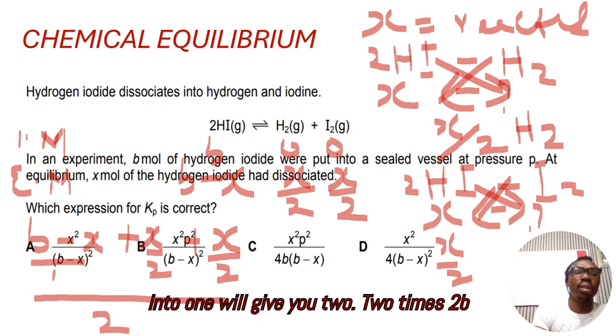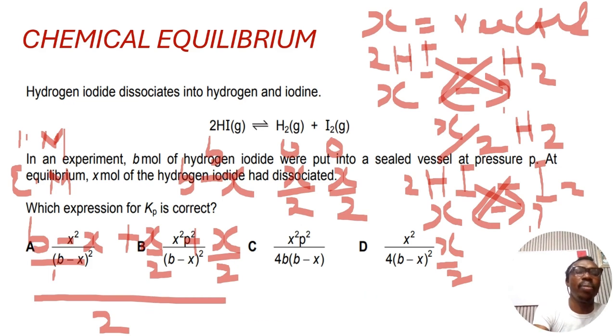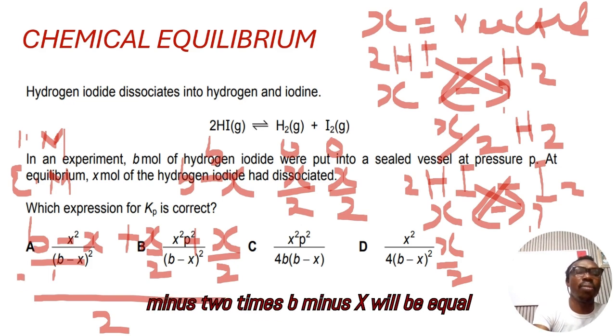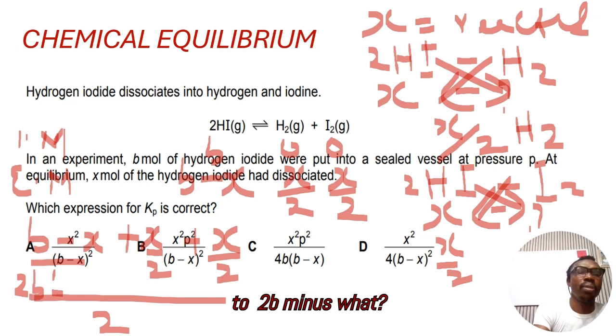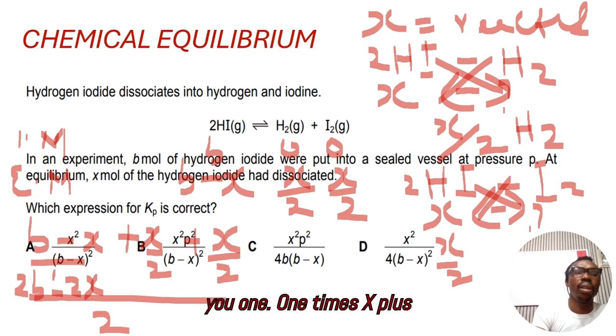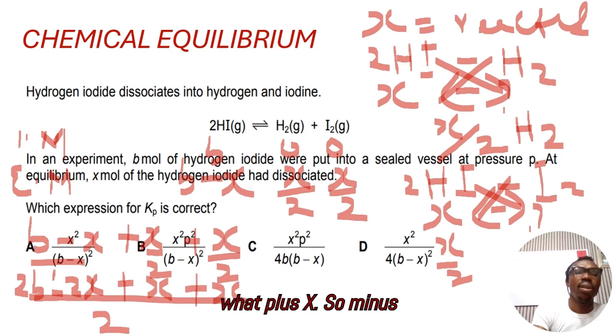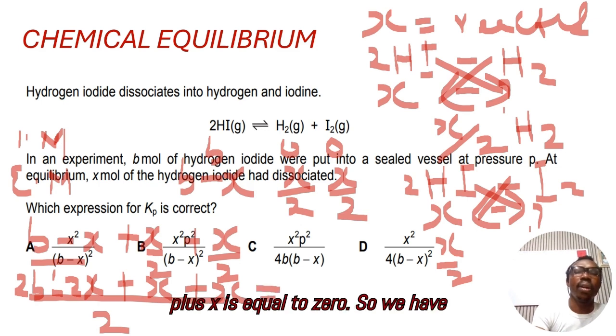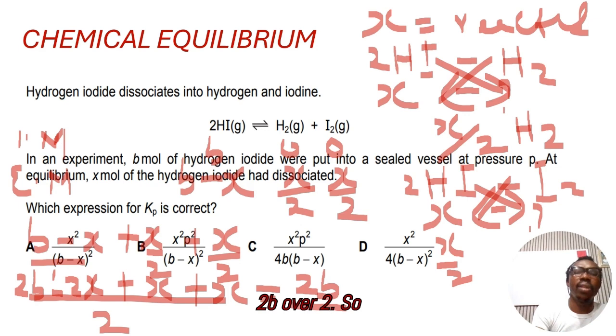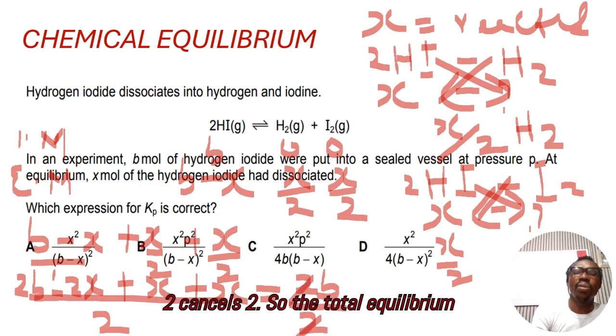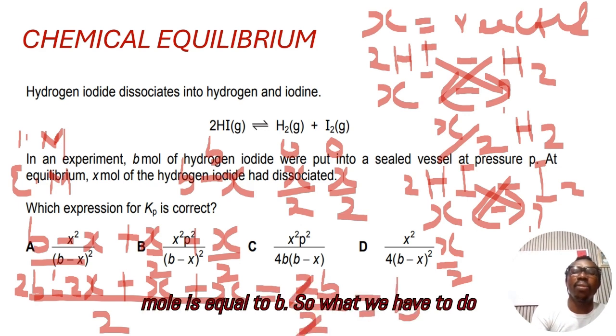So the LCM is 2. 2 into B gives you 2B. 2 times B minus X will be equal to 2B minus 2X. 2 into X over 2 gives you 1, 1 times X, plus X. So minus 2X plus X plus X is equal to 0. So we'll have 2B over 2. The 2 cancels 2, so the total equilibrium mole is equal to B.